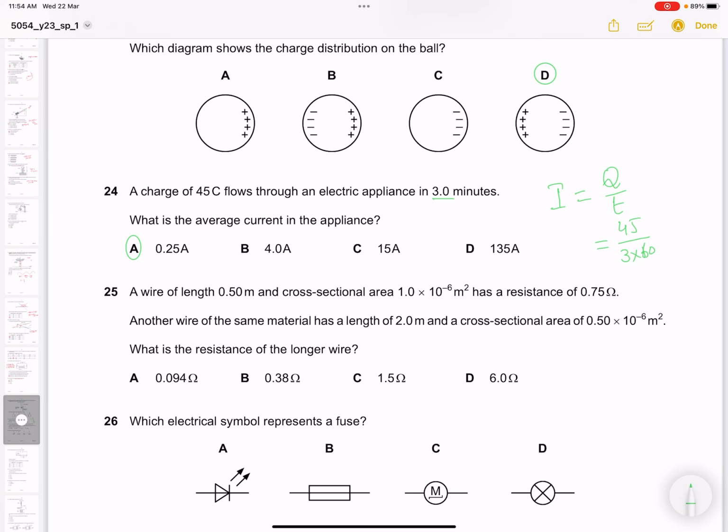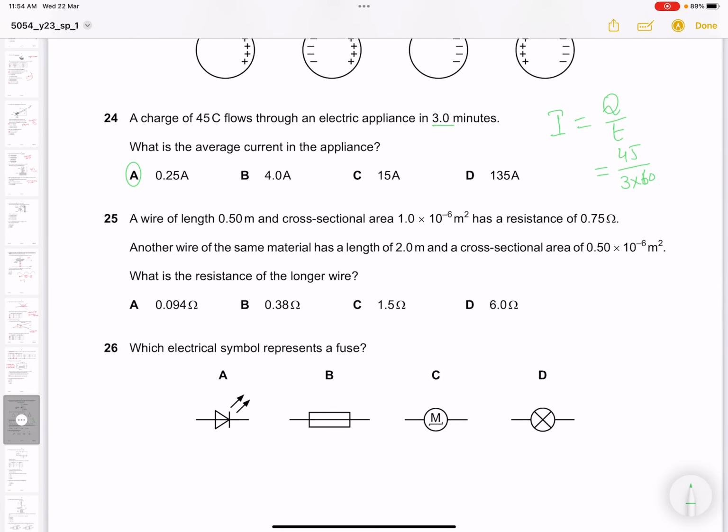Next question. A wire of length 0.5 meter and cross-sectional area 1.0 times 10 power minus 6 square meter has a resistance of 0.75 ohm. Another wire of the same material has a length of 2 meter and cross-sectional area 0.5 times 10 power minus 6 square meter. What is the resistance of the longer wire? So basically there are two methods to solve this question.